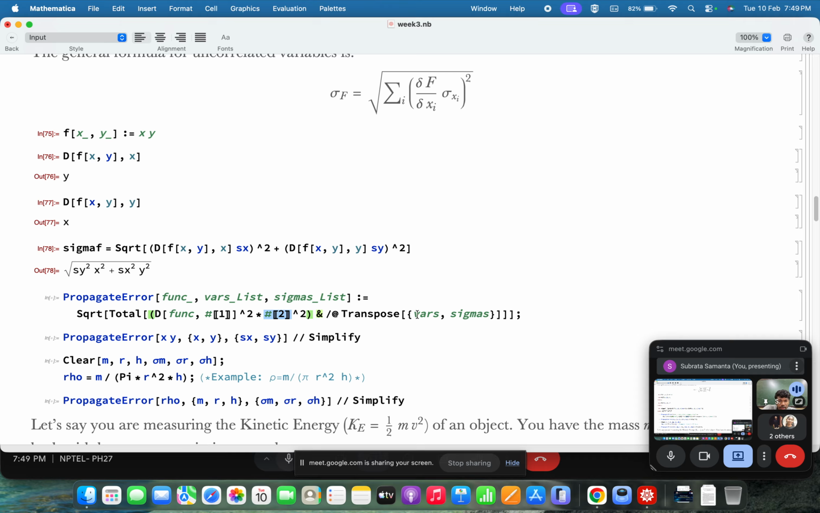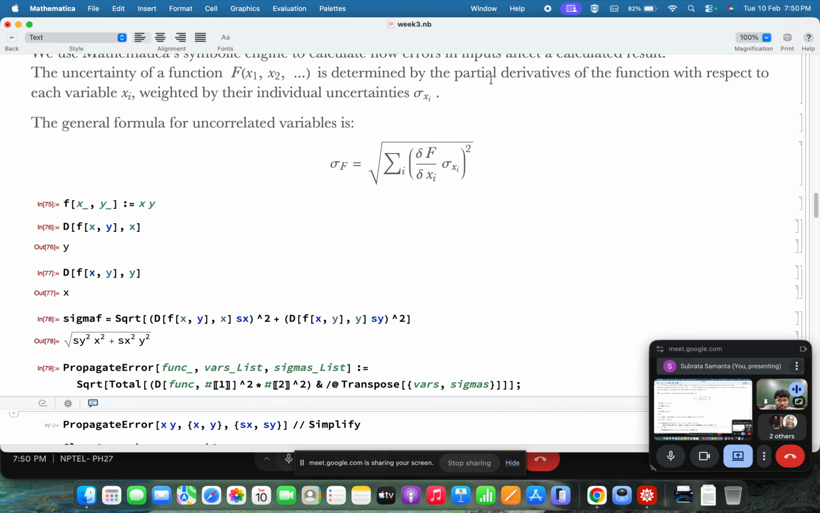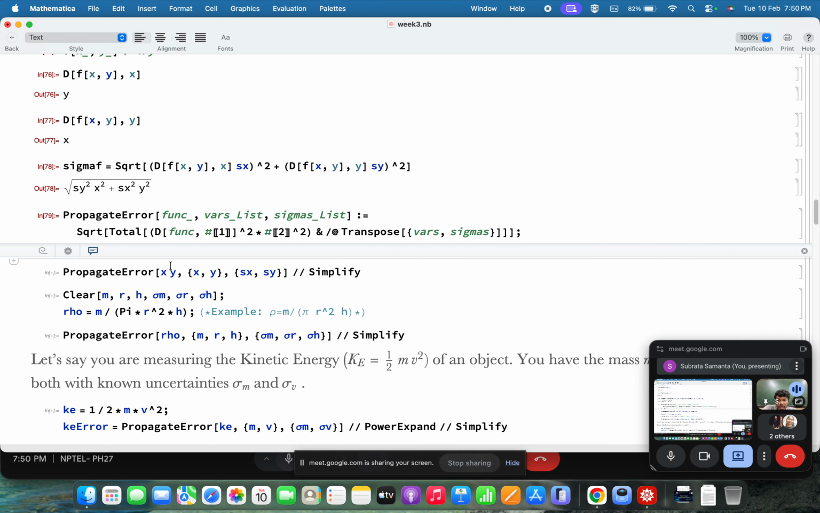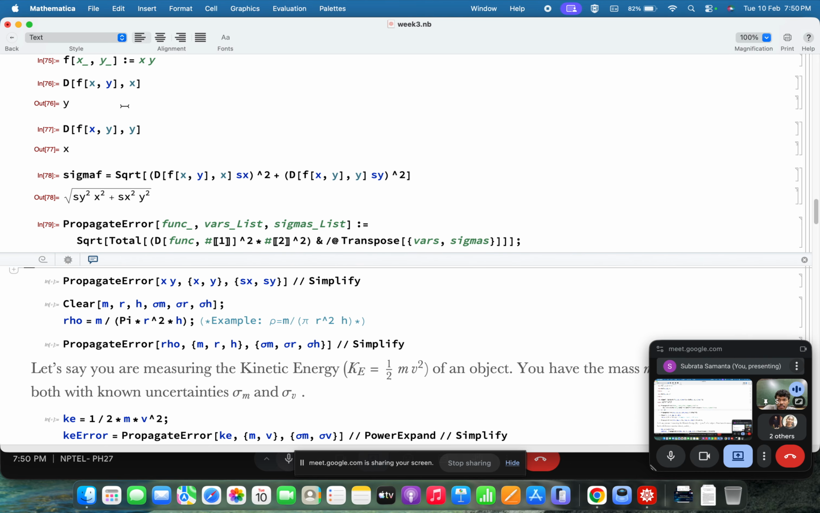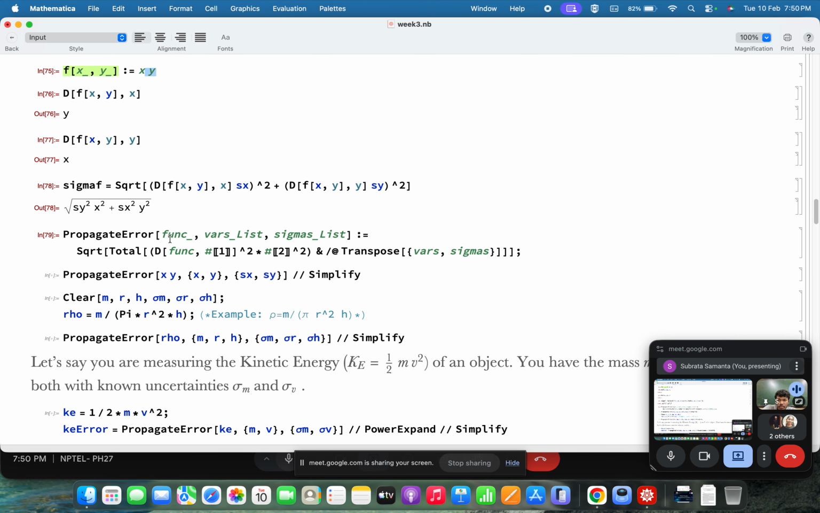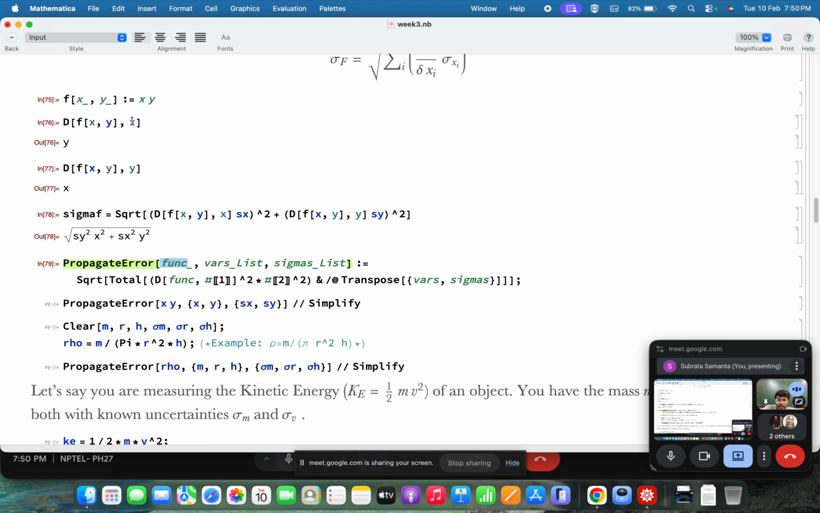And then we can calculate the transpose of variations and the sigmas. In this way I define the propagate error. This is basically the same. Now, let us say I have the same function x y. I put the function in place, my variable list is x and y, and for the third argument I put the sigma list.